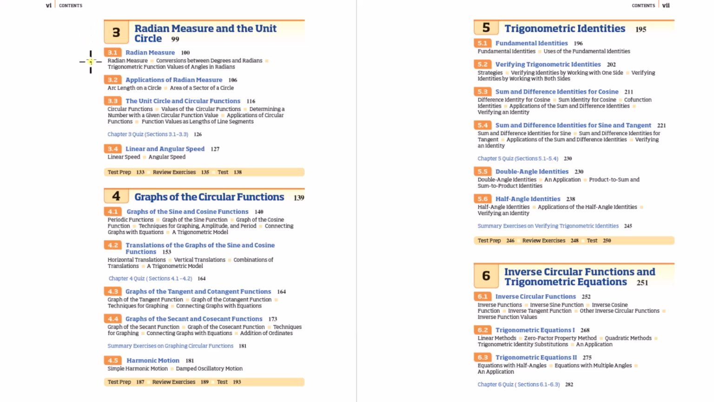We're continuing with Chapter 3 in the trigonometry textbook. In this video, we're going to go through Section 3.2, which is on applications of radian measure.